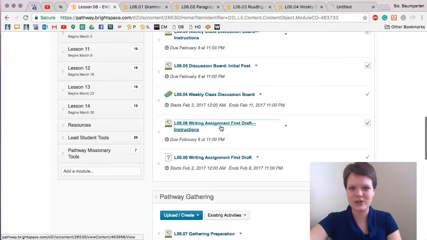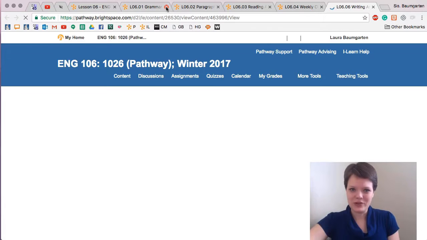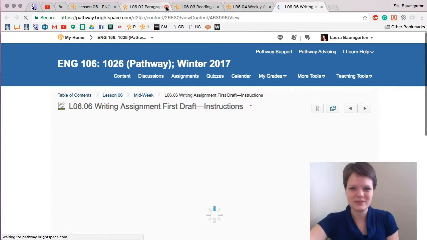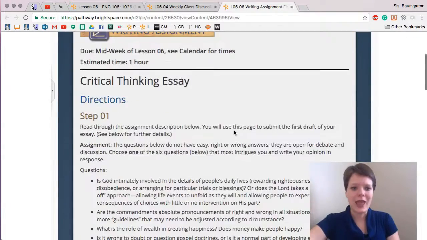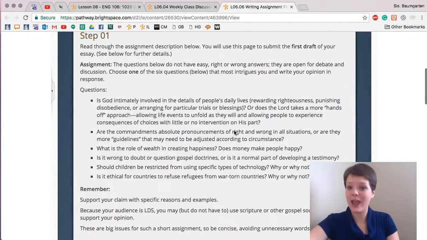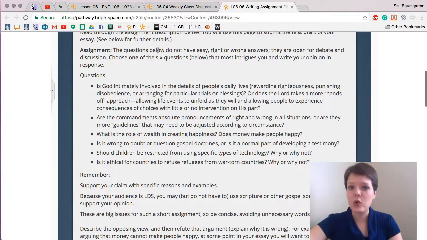Let's head over to the instructions and wait for it to load, as usual. So, the critical thinking assignment is about answering questions without clear answers. It gives you a list of questions to choose from, and it wants you to choose one to respond to in your paper. But it says the questions below do not have an easy right or wrong answer. They are open for debate and discussion.